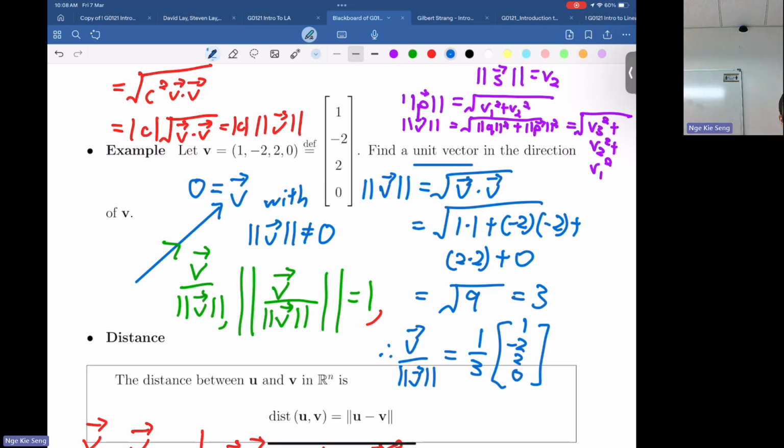Okay. Any questions? So for this part here, I want you to appreciate the inner product and this unit vector, because later on we are going to play around with these two things. How to get a unit vector and then how to take a dot product. Very important. And the length function.